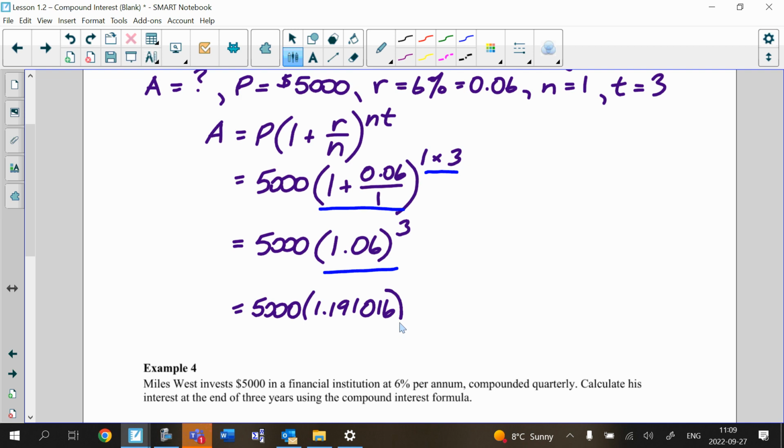So you see the formula is much quicker. Remember, the question we were asked was to find the interest. So we've got to do one more step. We've got to do 5,955.08 minus 5,000. That means his interest is, like we calculated before, $955.08.